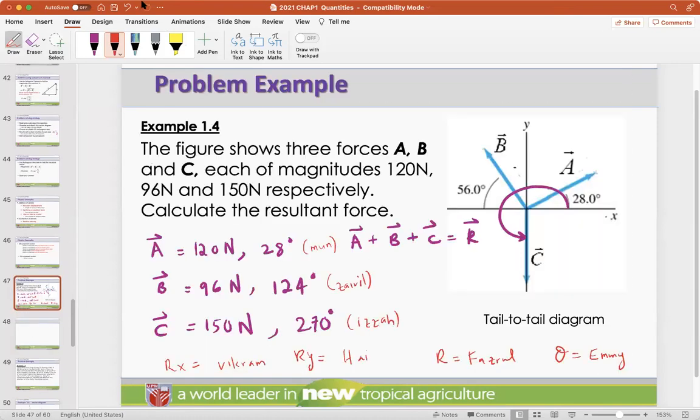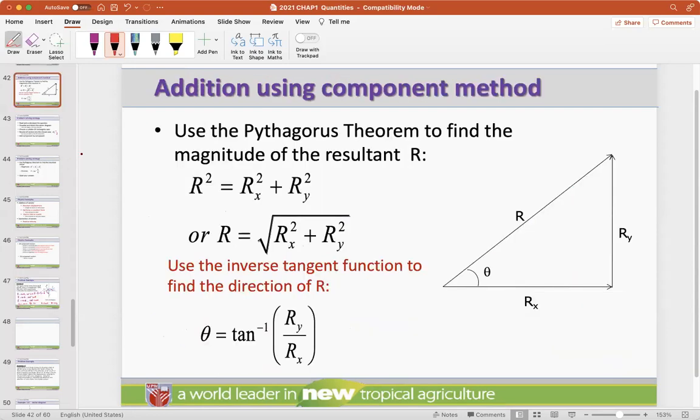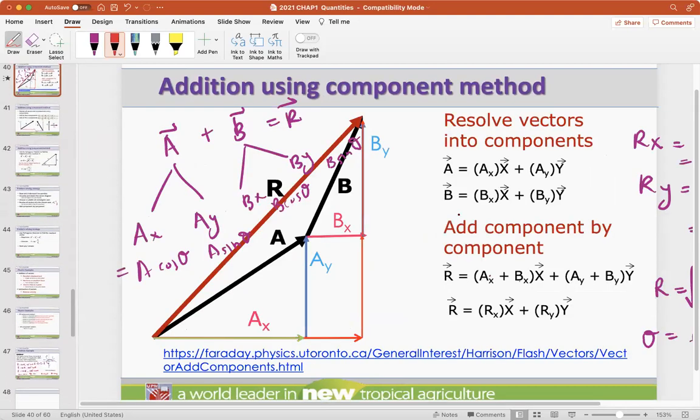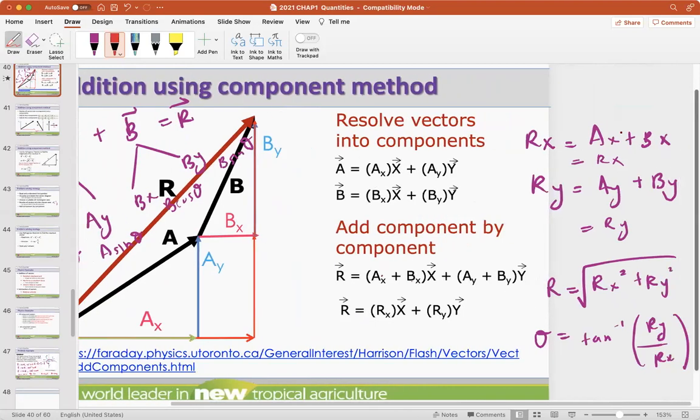Miss, by the way, RY tu apa? Apa? Miss, RY tu apa? Sorry. Ni. RY tu the Y component of. Okay, jap. Saya tunjuk balik. Ni tak fokus ni. Kejap. Bukan, tak fokus. This one. Rx is AX plus BX. And then RY is AY plus BY.